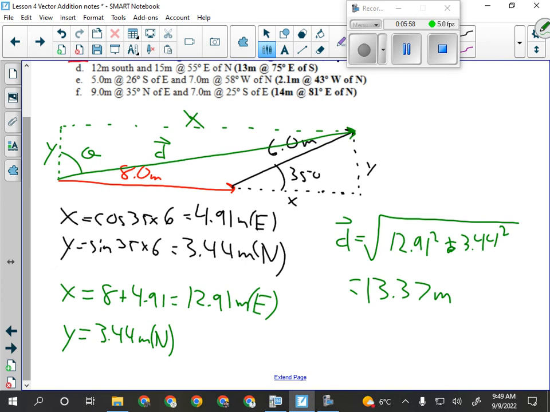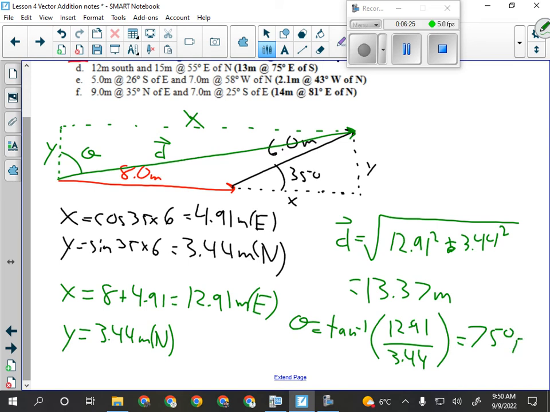Okay, and to do that, I'll just use tan. So theta will be tan to the minus 1 of opposite 3.44, because that's the way I drew the triangle, divided by the, nope, it isn't the way I did the triangle. I did the triangle the other way. So it'll be 12.91 divided by 3.44. Okay, and that will give me my 75 degrees, and that will be east of north. But if you did it the other way, you got 15 degrees north of east.